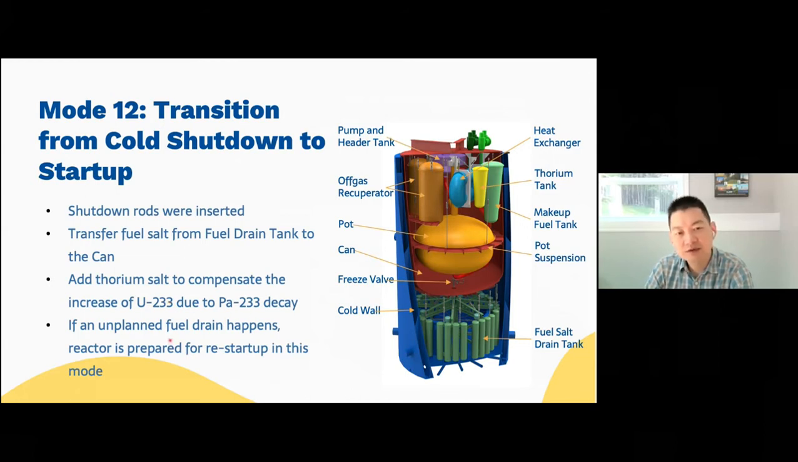So this mode is important because imagine we have this freeze valve. If for some reason it accidentally opened and drained the fuel salt to the fuel drain tank, which is not a safety concern, but we don't want to throw everything away. We want to reuse the system. Then this mode is very important for us to transfer the fuel salt back to the pot to restart the reactor. So this one is mode 12.